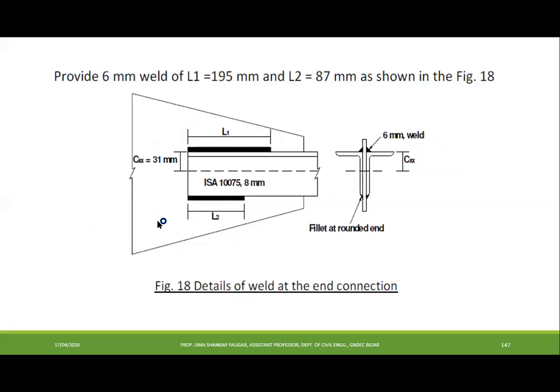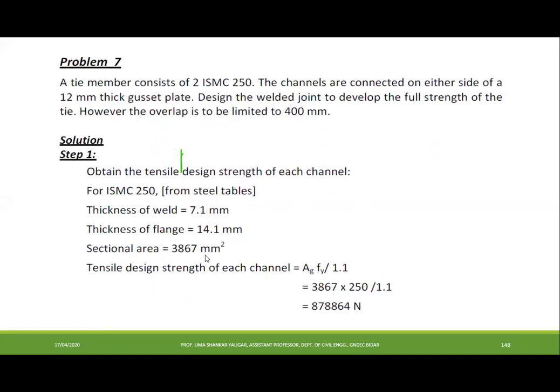This is how the diagram will look. This is your L1, this is your L2, and I told you that this 31 you will get from your steel table. This is how it is connected back to back, with the weld. This is the question he has asked.